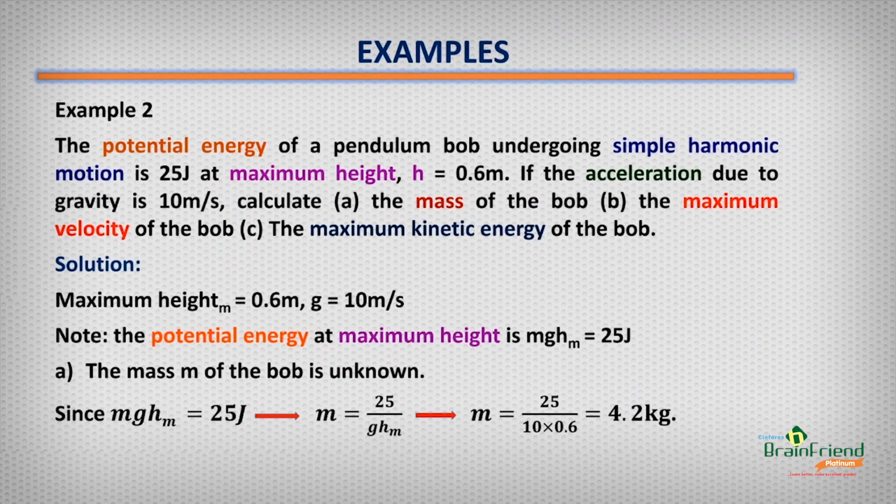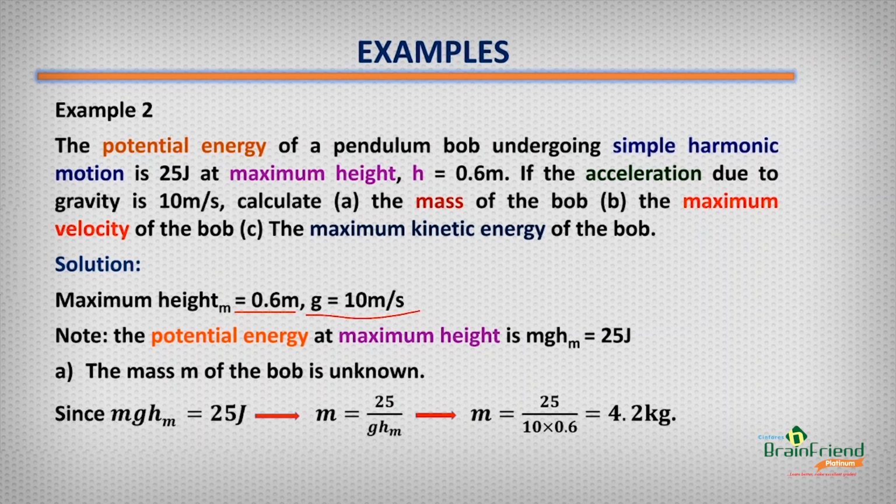Example 2. The potential energy of a pendulum bulb undergoing simple harmonic motion is 25 joules at maximum height h equal to 0.6 meters. If the acceleration due to gravity is 10 meters per second squared, calculate A, the mass of the body, B, the maximum velocity of the bulb, and C, the maximum kinetic energy of the bulb. Solution. From the question, the maximum height is 0.6 meter, and the acceleration due to gravity g is equal to 10 meters per second.